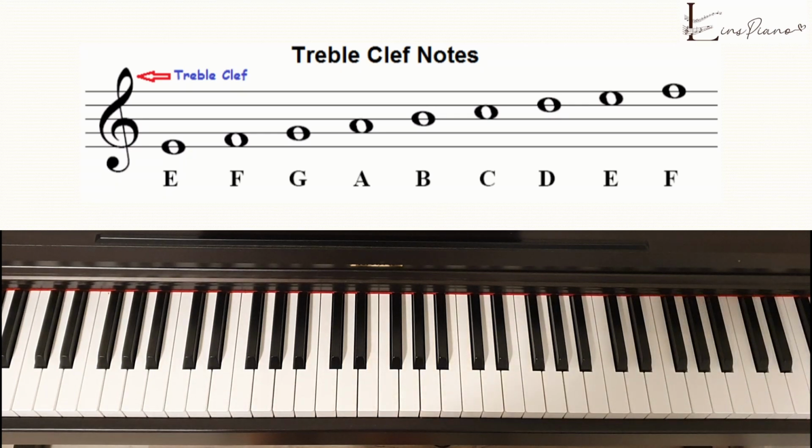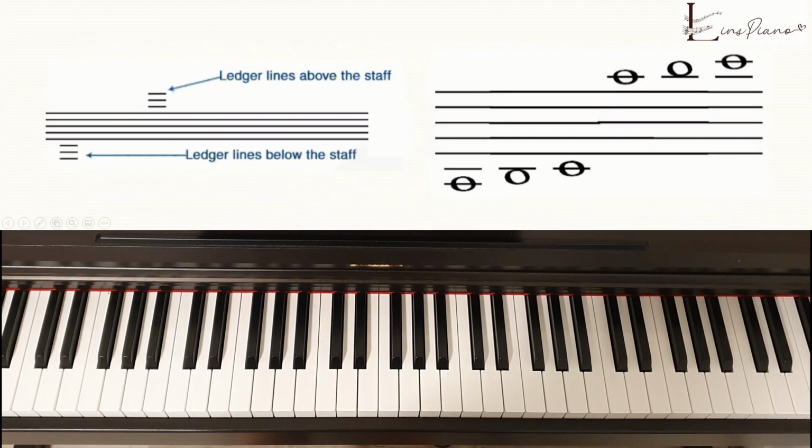However, what happens when we want to write a note which is higher or lower than the notes presented on the staff? Of course, the 5 lines and 4 spaces are not sufficient to represent all the keys on your keyboard. And that's why we need to use what is known as ledger lines. The short lines placed above and below the staff for higher and lower notes.